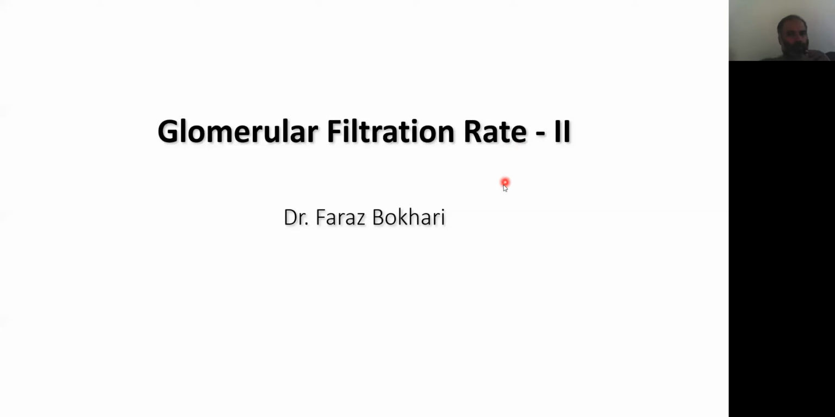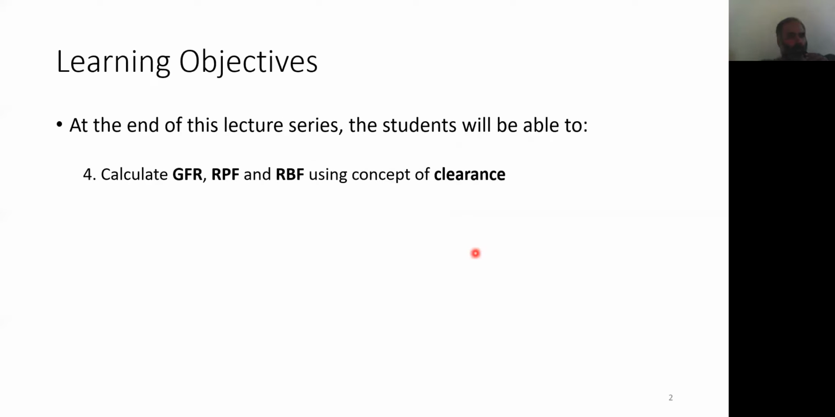Assalamu alaikum, students. So this is part 2 of the glomerular filtration rate lectures, and in this we will be looking at basically one concept, which is the concept of clearance, and we'll be applying this concept to calculate GFR, renal plasma flow, and renal blood flow.